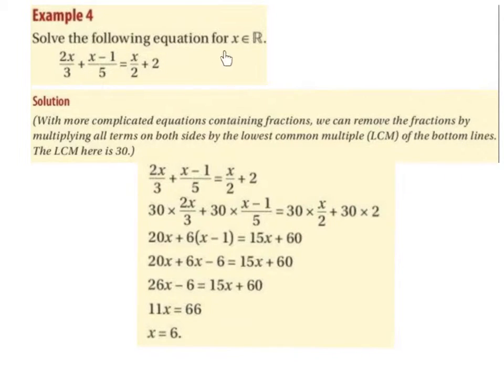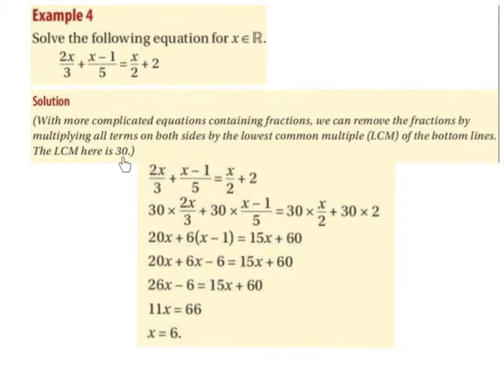Solve the following equation for x as an element of the real number set. 2x over 3 plus x minus 1 over 5 equals x over 2 plus 2. With more complicated equations containing fractions, we can remove the fractions by multiplying all terms on both sides by the lowest common multiple, LCM, of the bottom lines.